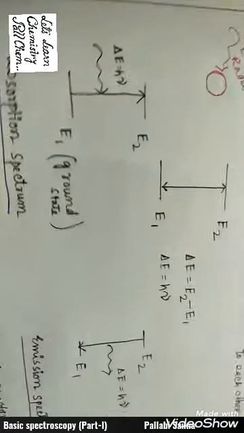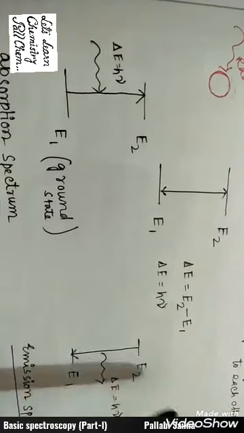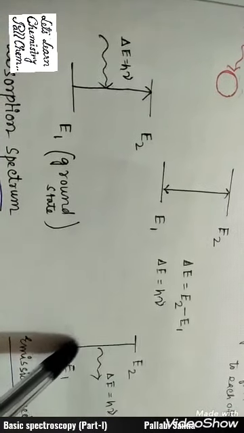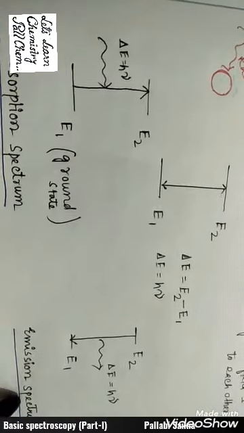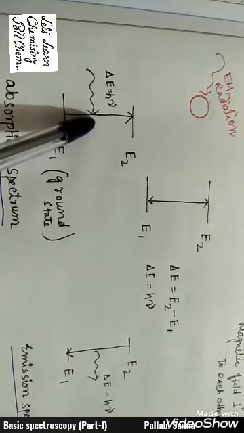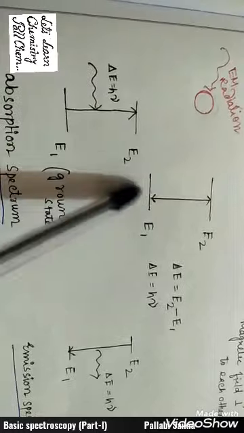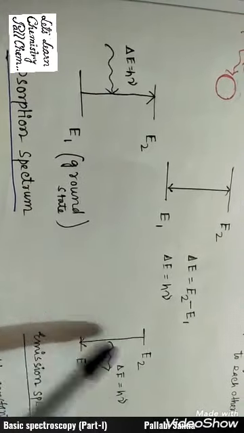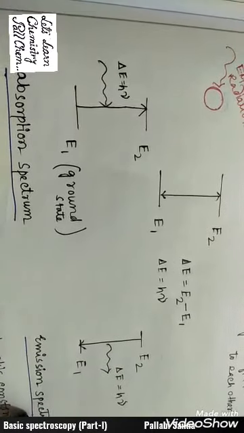And when a molecule is in the excited state, it emits del E equal to h nu amount of energy and comes back to the ground state, then it is an emission spectrum. So absorption spectrum involves absorption of energy and going to the higher energy state, and emission spectrum involves emission of energy and coming back to the ground state.